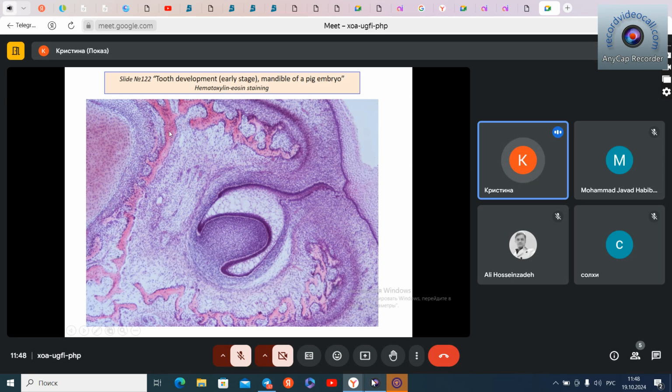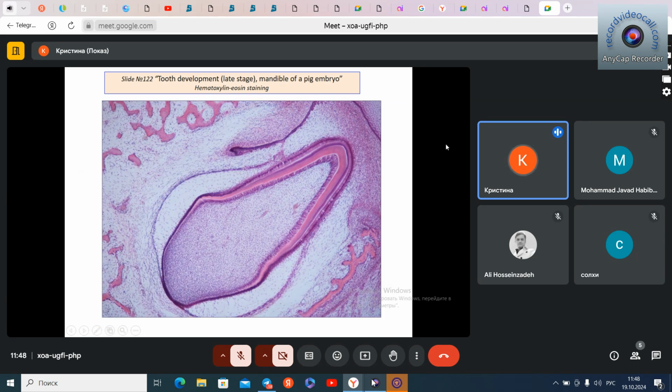This is the Meckel cartilage, developing bone of the jaw. This is the direct osteogenesis. Mesenchyme is shown here, the enamel organ, with its neck connected to the oral epithelium. Enamel organ contains outer enamel epithelium, inner enamel epithelium, intermediate enamel epithelium, and stellate reticulum. Surrounding mesenchyme is the dental sac, and this mesenchyme is the dental papilla.